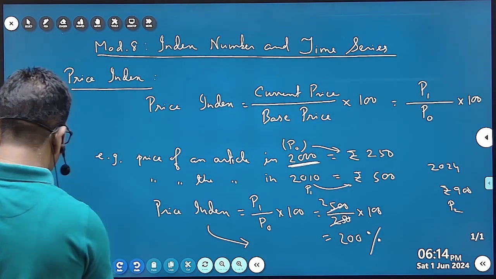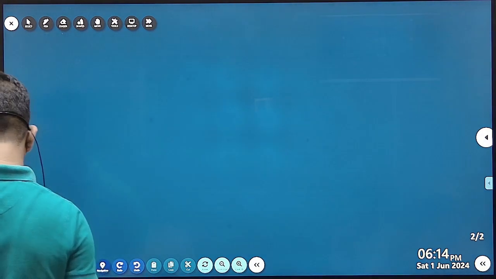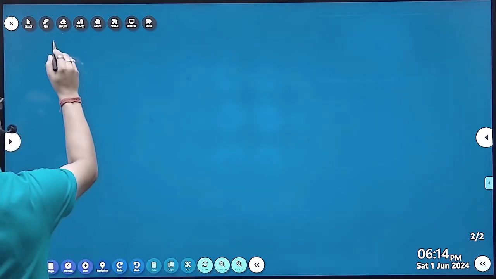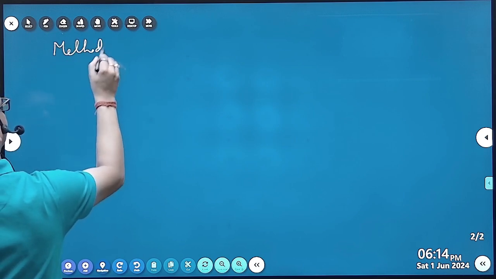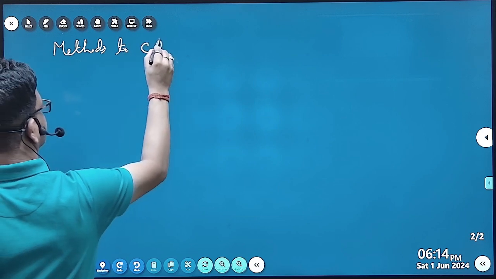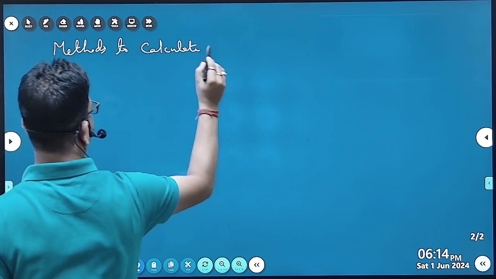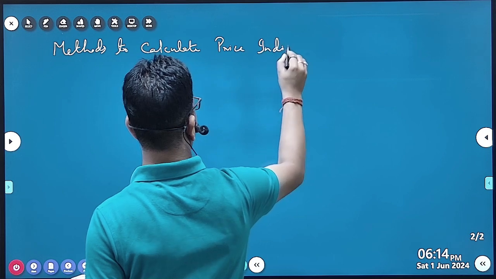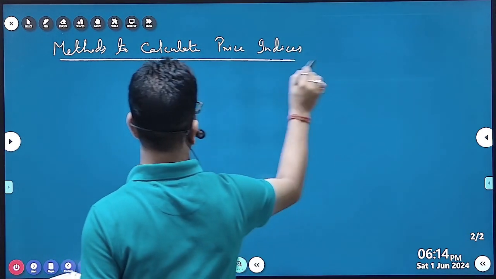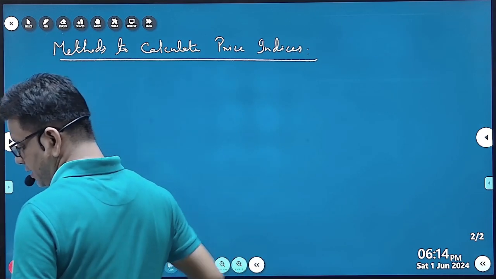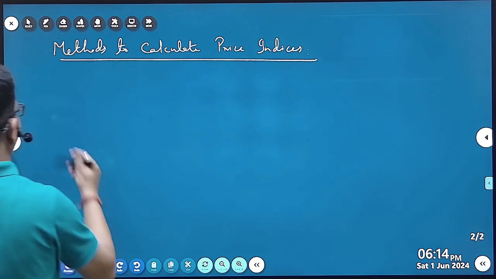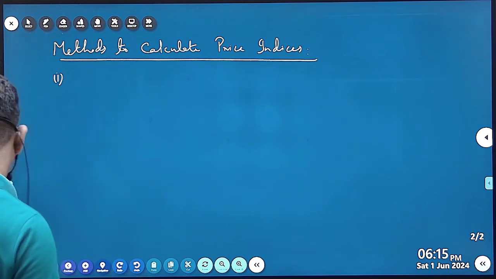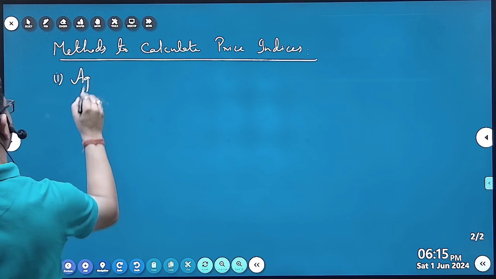Is it okay? Now, to find the price index, there are some different methods. So method 1, right? Methods to calculate price indices. Indices is the plural form. Now, why the methods are required, I'll tell you. When an exam question comes, use this method to get the price index, you have to use that particular method only. Basically formulas, things are easy calculations.